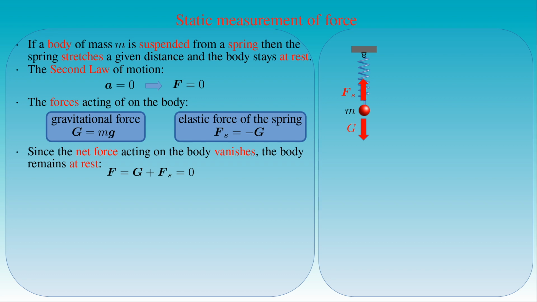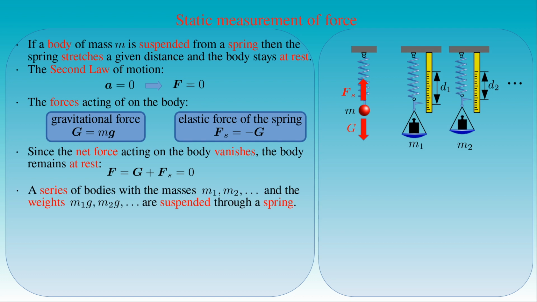Therefore the net force F is equal to the weight G of the body plus the force Fs exerted on the body by the spring, which gives 0. Since the net force vanishes, the forces acting on the body are in balance, and the body remains at rest. We can study this balance by applying a series of bodies with the masses m1, m2 and so forth, which have the weights m1 times g, m2 times g and so forth. If we suspend these bodies from the spring, then we see that the greater the weight of the body is, the greater the distance the spring stretches.